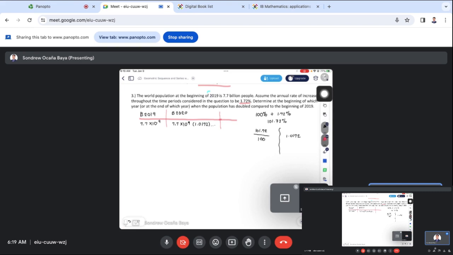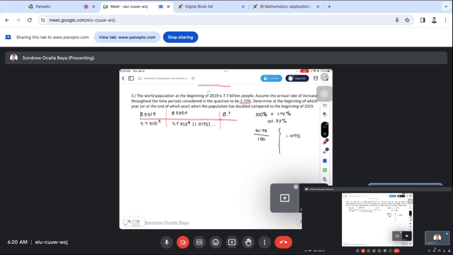So from here, I think this is already enough for us to answer the question. The question is, determine at the beginning of which year or at the end of which year the population has doubled compared to the beginning of 2019. So it's better for us to focus on the beginning. When we already know the beginning of which year, the beginning of that year could be the end of the previous year. Okay, so let's focus on the beginning of which year.